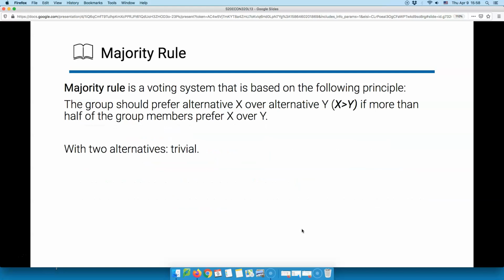And so here's the first example of a voting system. This voting system is called majority rule, and majority rule is a system that's based on the following principle. If more than half of the group members prefer alternative X over alternative Y, then the group as a whole should also prefer X to Y. And if there are only two alternatives, that's trivial. If you need to select as a group between two alternatives, just have a vote, and whichever alternative gets the majority of the votes wins.